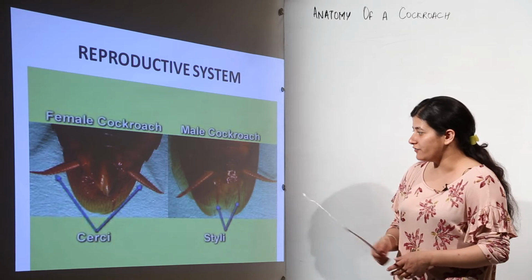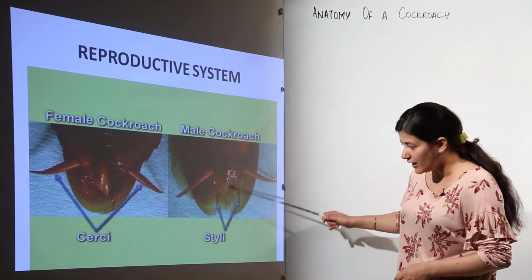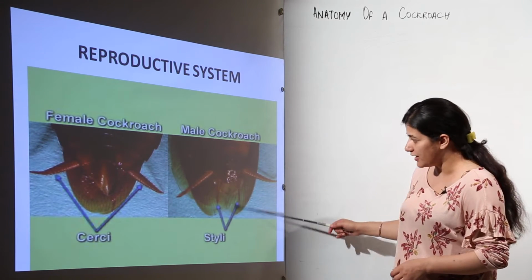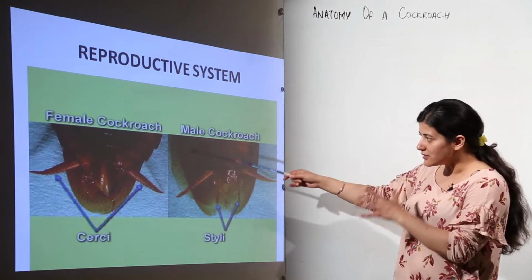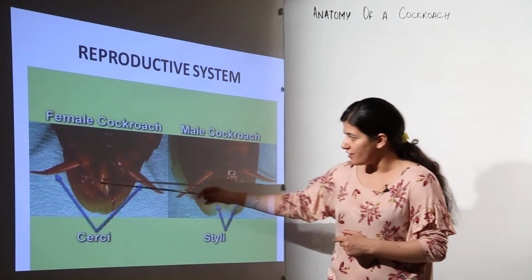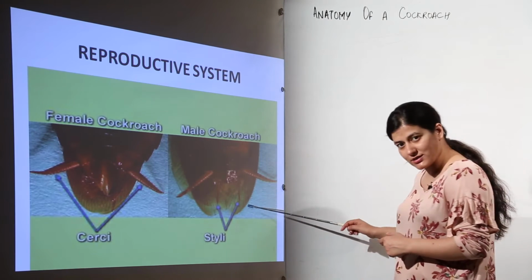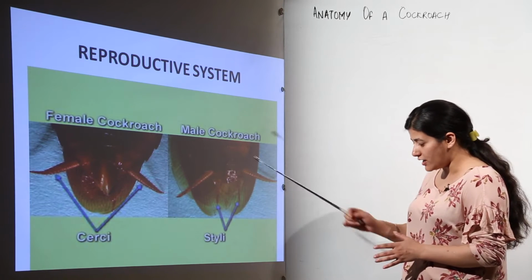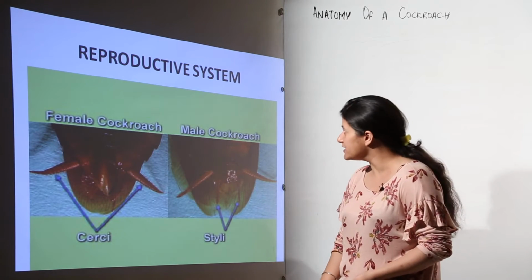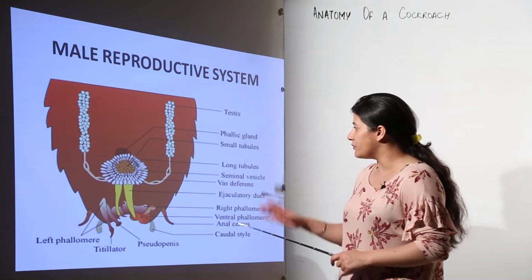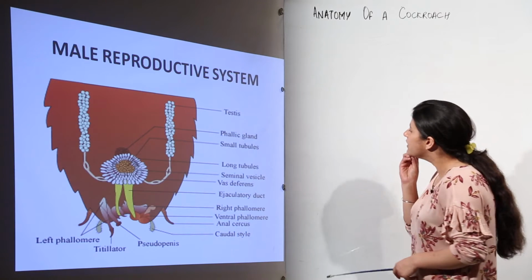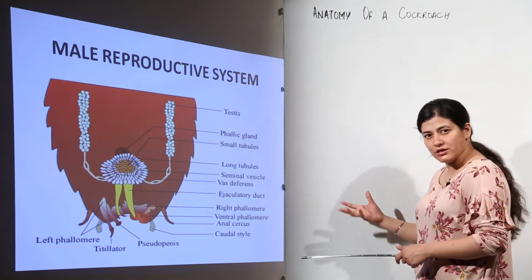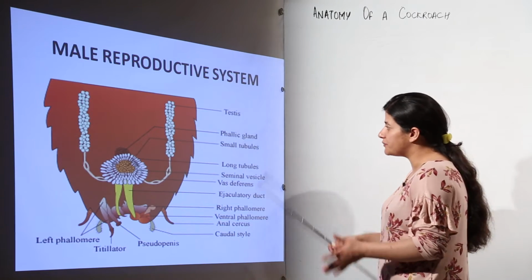Second thing is that a female cockroach will not have these two anal styles as present in the case of male. You can clearly see this is a real cockroach picture where you have anal cirri in both the cases, but in case of male cockroach there are anal styles which are present. Now we are going to see the male reproductive system in detail, and you have to learn few things, what is present where.